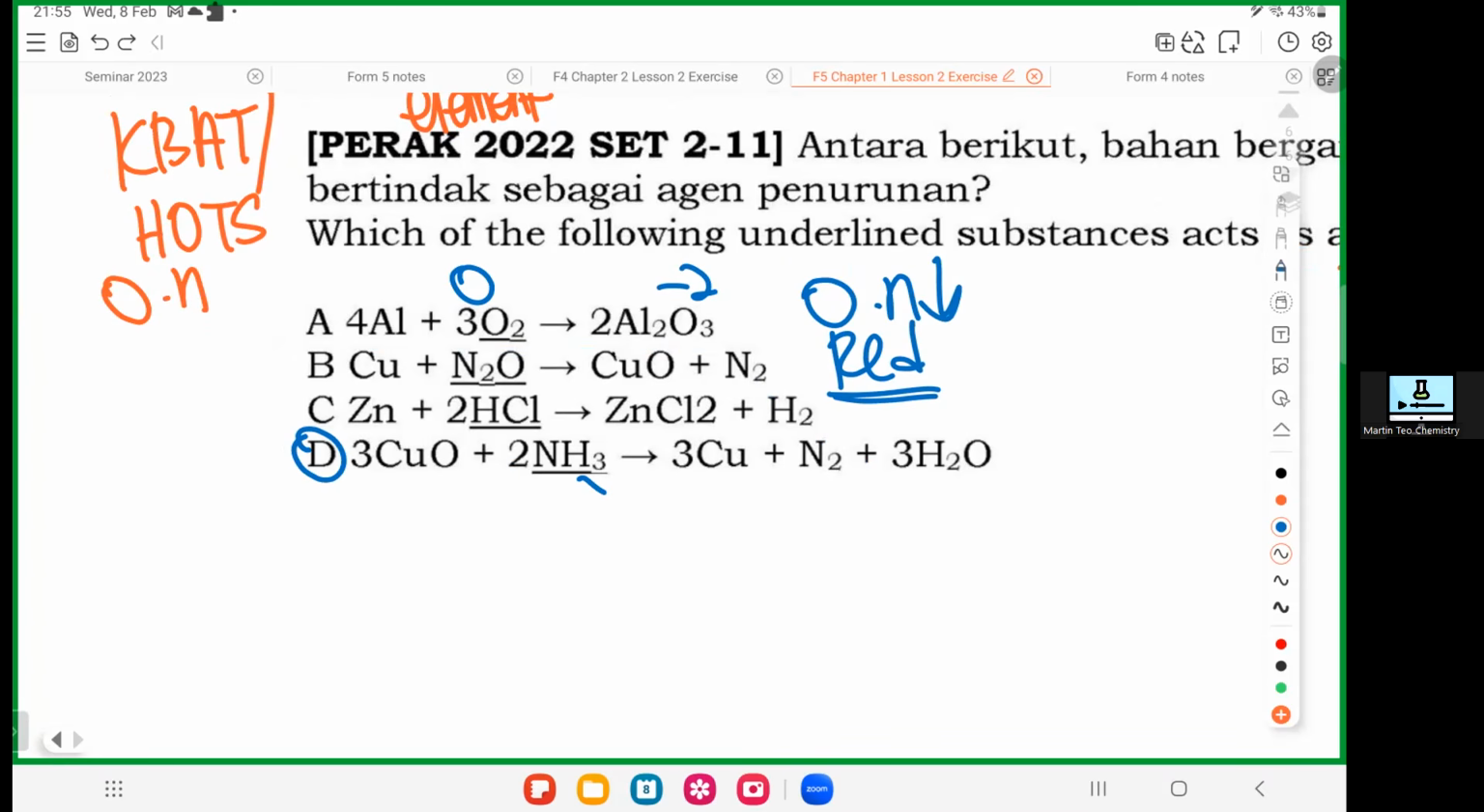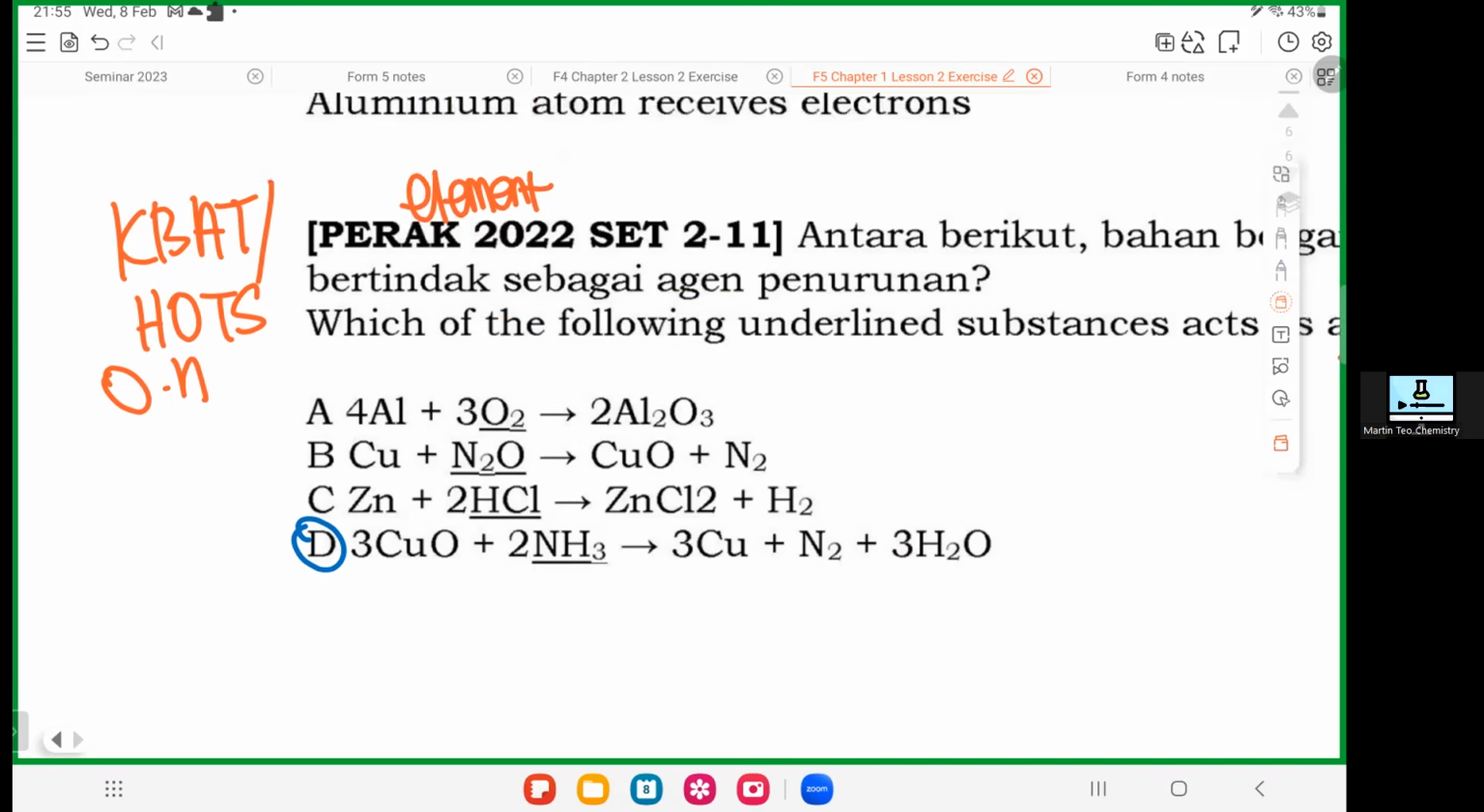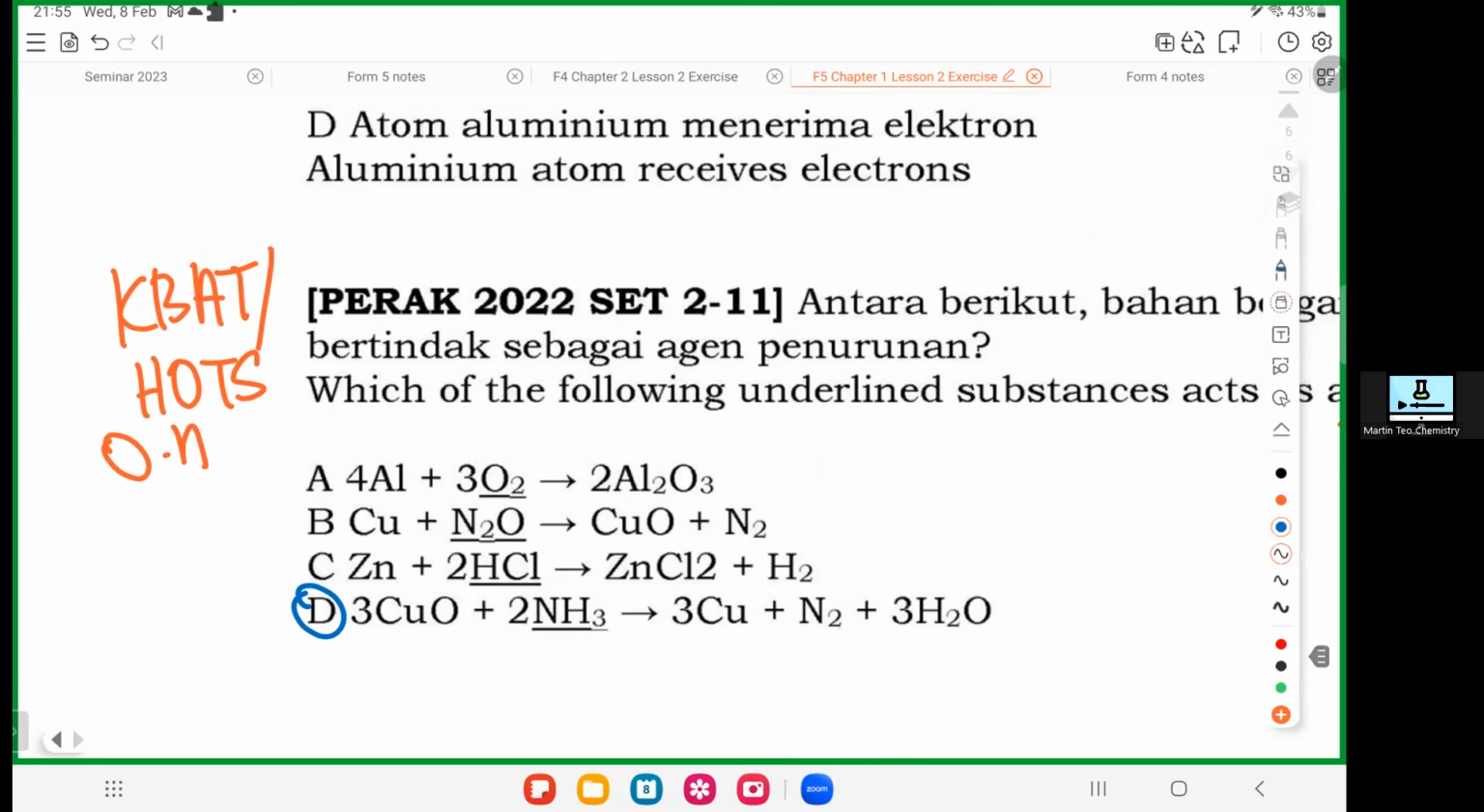So not advisable. For me personally, I will always prefer and encourage you all to always stick with the oxidation number method. That's the best method out there. So let's make a very quick conclusion of what we learned today.